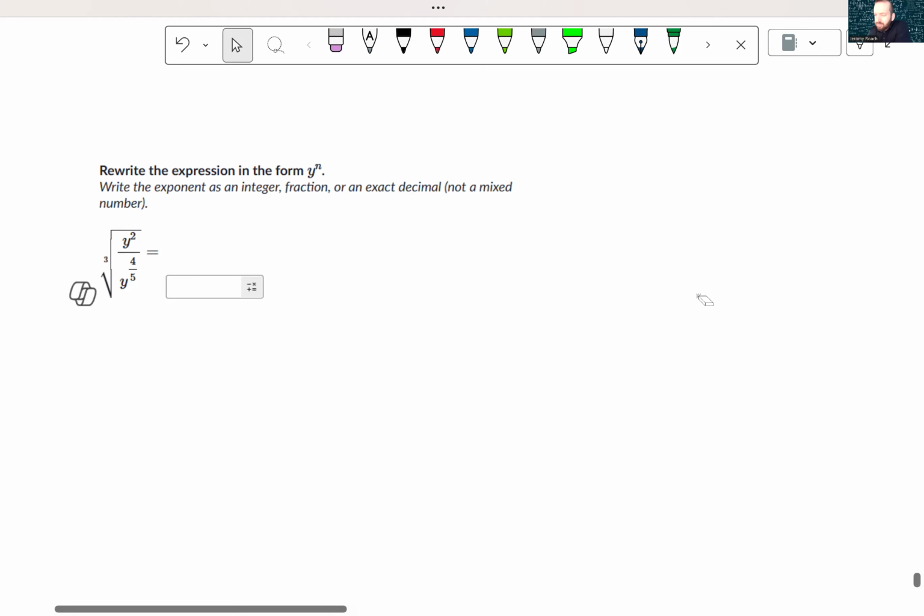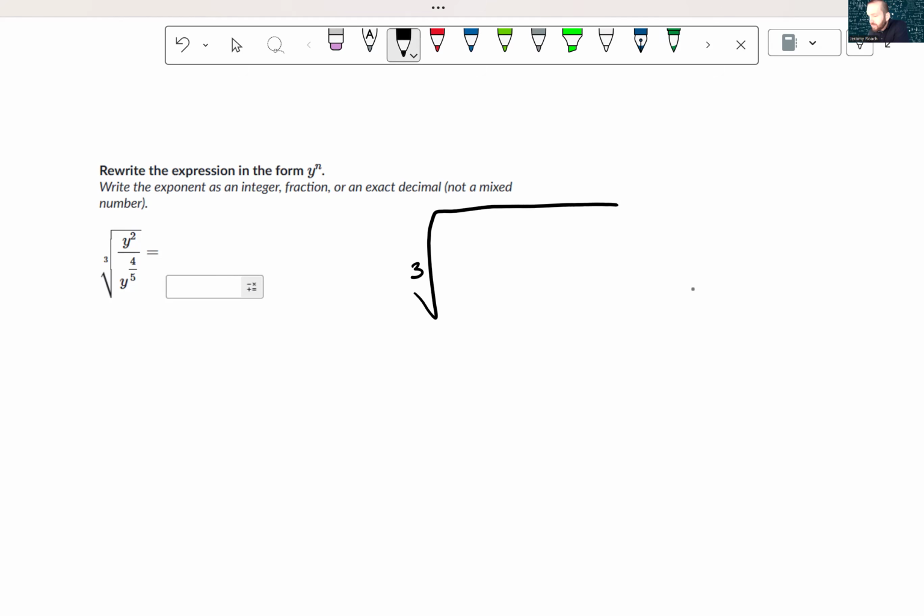And I also like to bring the smaller exponent to the top. So if we do that, we have the cubed root of, just leave that there, y squared minus 4/5, all over 1, because we brought this up here. We brought it over the line. We were changing the sign to -4/5 instead of positive.